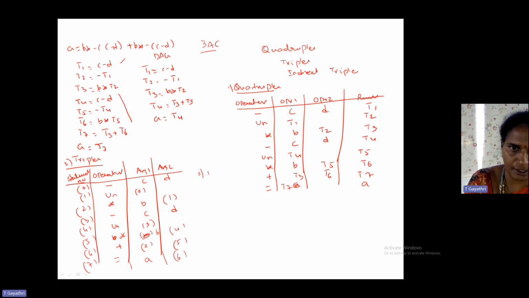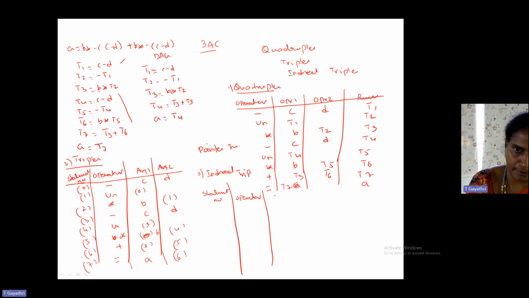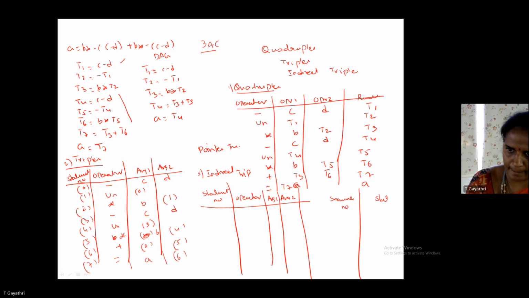And the third one is indirect triple. Indirect triple means pointer to triple. Same fields will be there: statement number, operator, argument 1 and argument 2. And what does pointer to triple mean? We're using one more table, sequence number, statement number. See here, I can start statement 20, minus C D and unminus C.